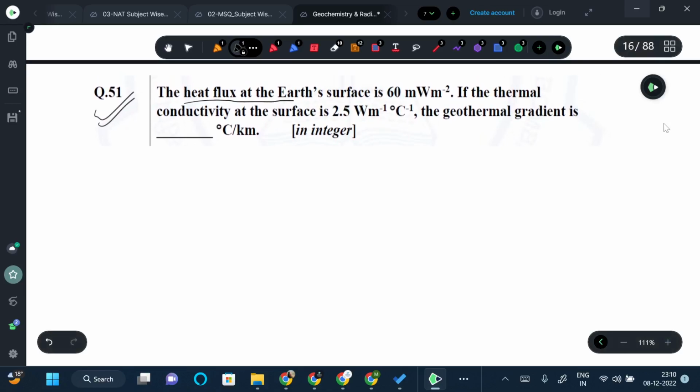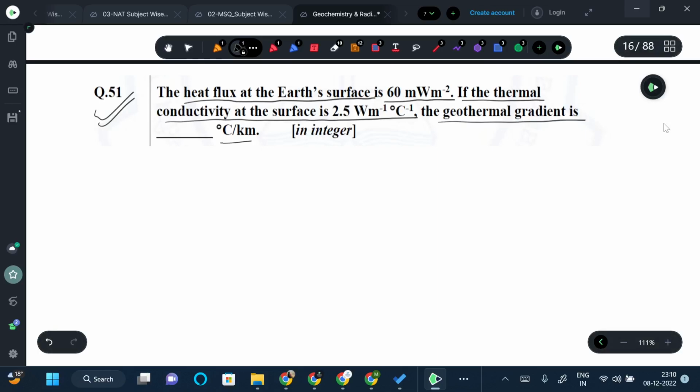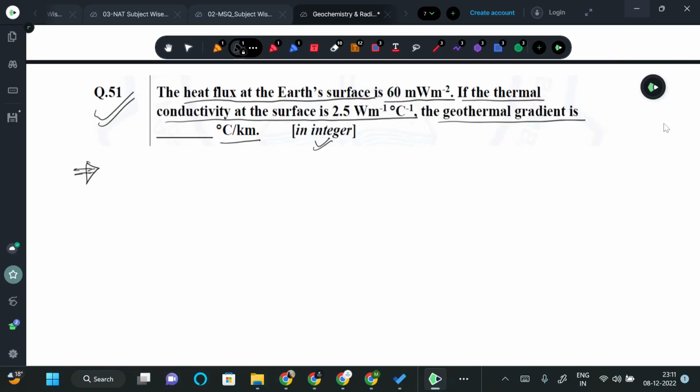Here the heat flux at the Earth's surface is 60 milliwatt per meter square. If the thermal conductivity at the surface is 2.5 watt per meter per centigrade, the geothermal gradient is in degree centigrade per kilometer in integer. Now in these kind of questions, as I already mentioned during hydrogeology, sometimes you can directly use unit and dimensions if you don't know the formula or anything. So let's see if that approach works over here.